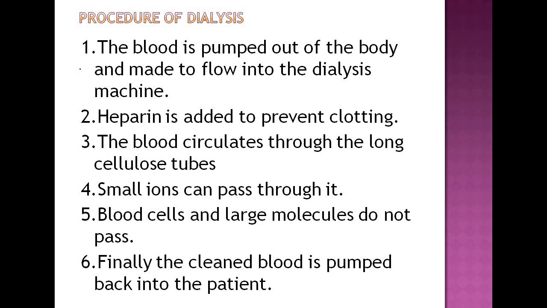Procedure of dialysis. The blood is pumped out of the body and made to flow into the dialysis machine. Heparin, which acts as an anti-clot, is added to it. The blood circulates through the long cellulose tubes and the small ions can pass through them. Large blood cells cannot pass through these cellophane tubes, and the clean blood is then pumped into the patient's body.